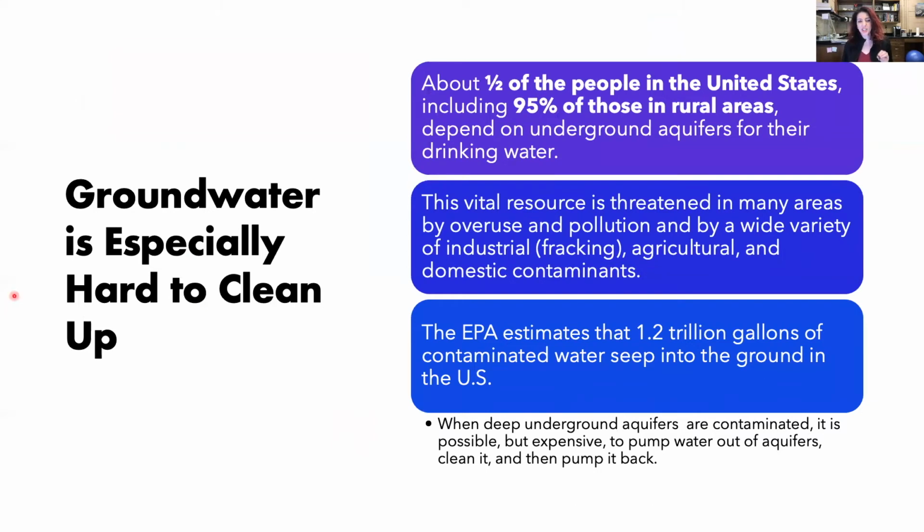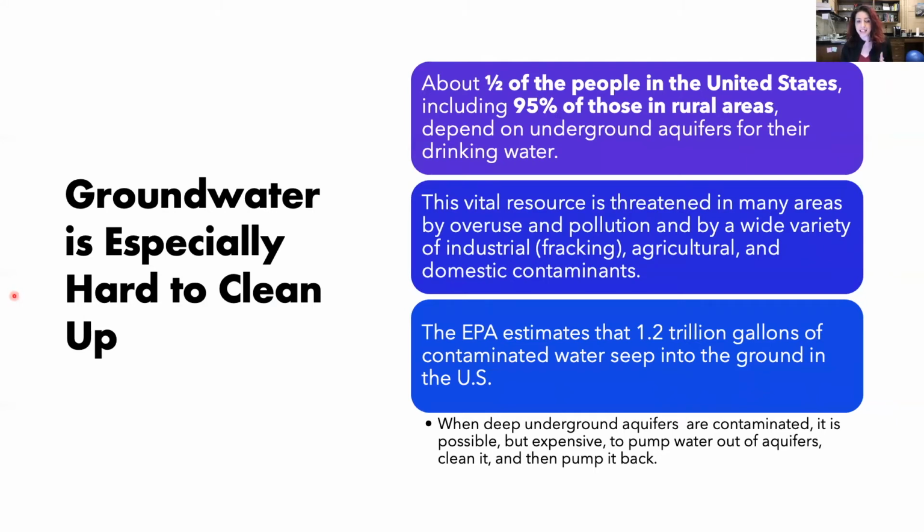Groundwater is especially hard to clean. About 1/2 of the people in the United States, including 95% of those in rural areas, depend on underground aquifers for their drinking water. These aquifers are vital resources that are threatened in many areas by overuse, as we discussed in previous slides, and by pollution, as well as a wide variety of industrial, agricultural, and domestic uses.